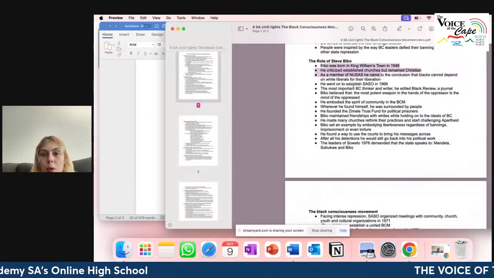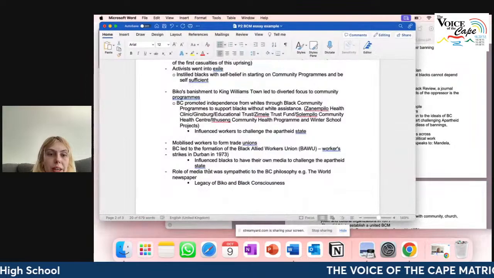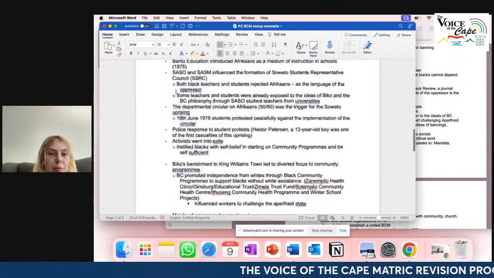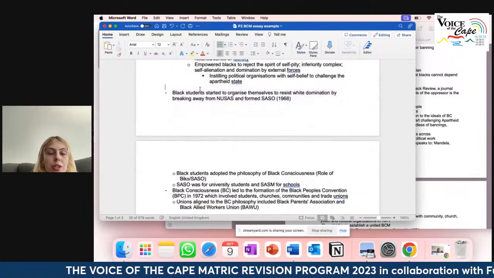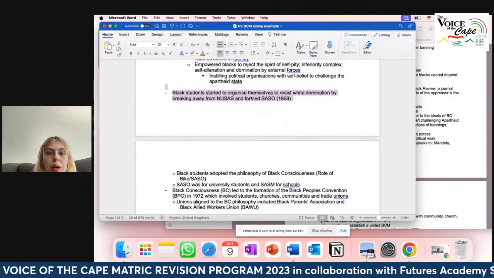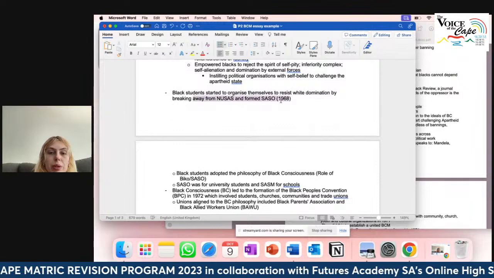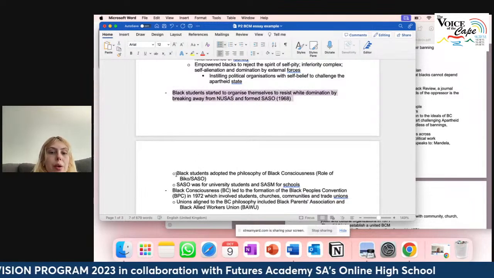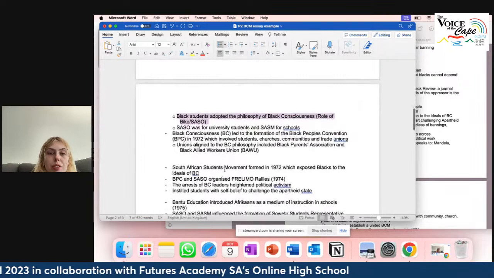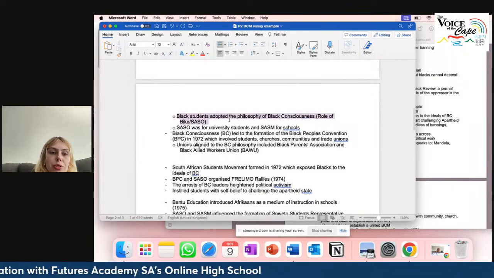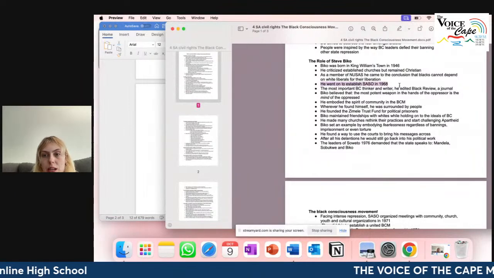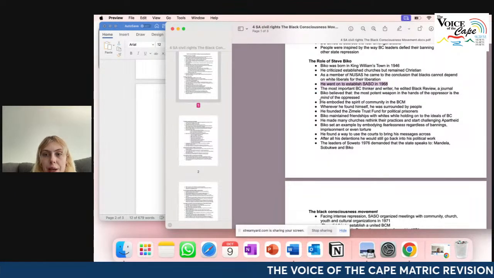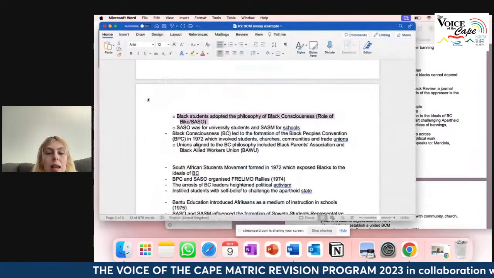So Biko was born. He went on to establish SASO. Here, Black students started to organize themselves to resist white domination by breaking away from NUSAS and formed SASO. Black students adopted the philosophy of Black consciousness that shows the role of Biko and SASO. So here where Biko established SASO, he embodied the spirit of community in the Black consciousness movement.